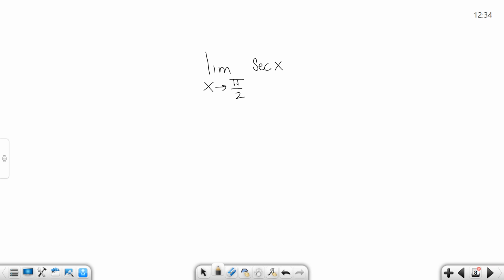Okay, my next one's a trig one. So we want to take the limit as x goes to pi over 2 of secant of x. Now the easiest way for me to explain it is to change secant to cosine. Not straight cosine, of course, but secant is 1 over the cosine of x. When I plug in pi over 2 into this trig expression, I get 1 over 0. So 1 over 0 means it's either going to positive infinity, negative infinity, or does not exist.